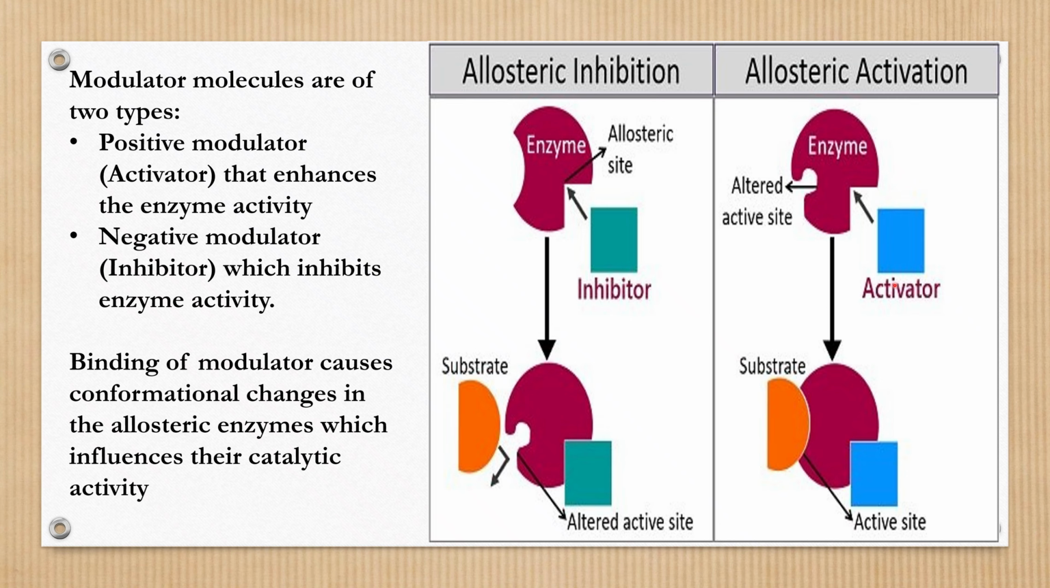In the second case, you have an activator, which is also called a positive modulator. Now, this activator is binding to the regulatory site, or you can call it the allosteric site, of the enzyme, causing a conformational change in the structure of the enzyme. There is a conformational change in the active site. Now, the substrate can bind to the enzyme, leading to the activation of your enzyme. So binding of the modulator is causing a conformational change in the allosteric enzyme, which is influencing its catalytic activity.